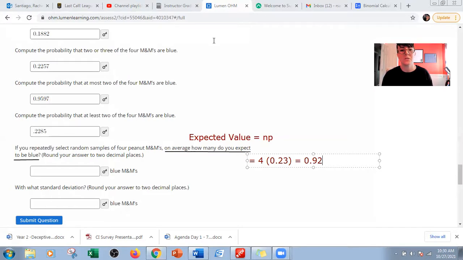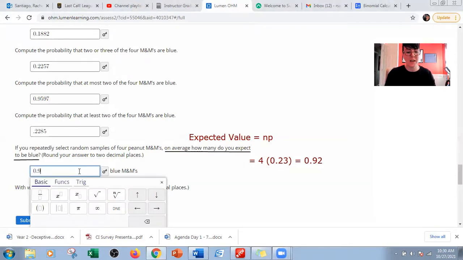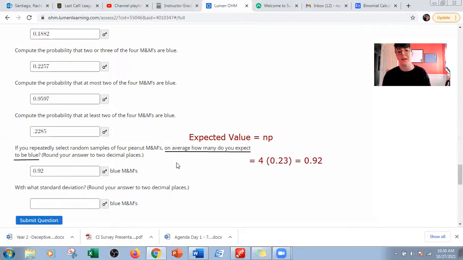Round your answer to 2 decimal places. So on average, we can expect 0.92 blue M&Ms out of every 4 peanuts that we choose. Technically, we don't expect 1, we can get pretty close, but 0.92 is our expectation. I know that really doesn't have too much of a meaning, but we're going to write it exactly as is.